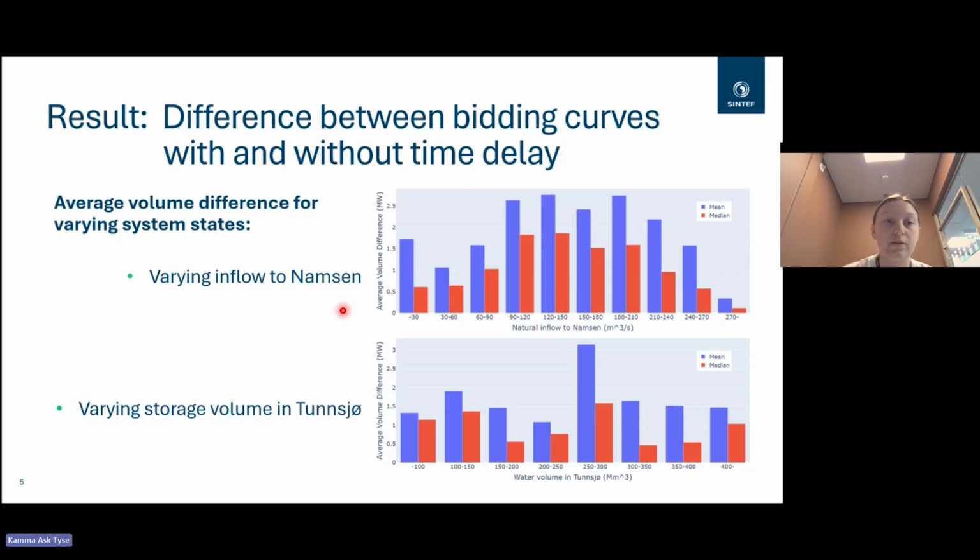And we also computed the AVD for varying storage volume in the reservoir Tyse, which is the reservoir that is directly upstream of the runoff river section. But here we cannot see a very clear pattern just from the mean and median AVD.